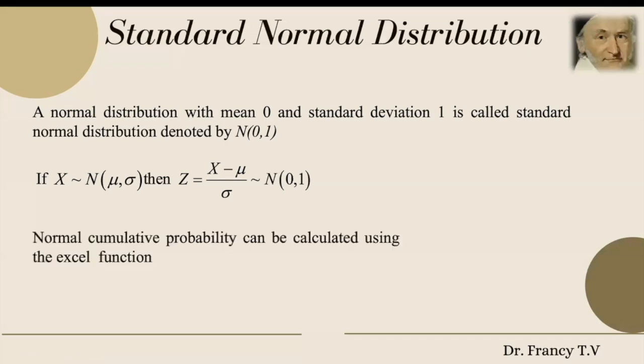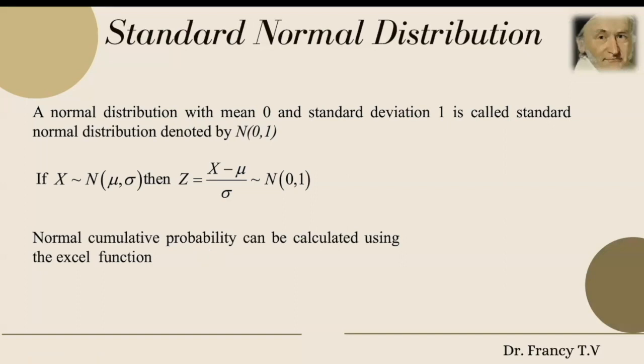Next, we can calculate normal probability using the following Excel function. Note that you cannot calculate probability mass function in the case of normal distribution because normal distribution is the distribution of a continuous variable. For the continuous variable, you cannot calculate probability mass function or probability of a point. So you can calculate only normal cumulative probability.